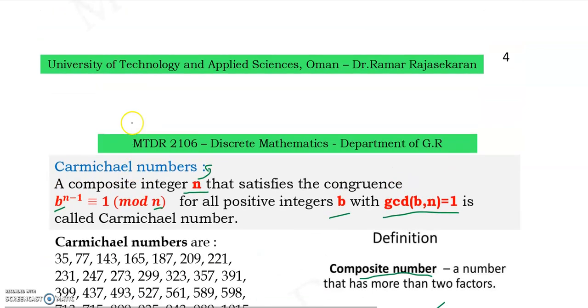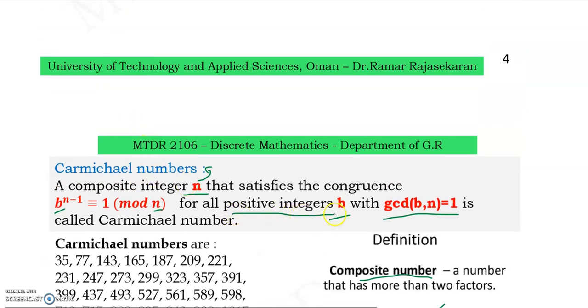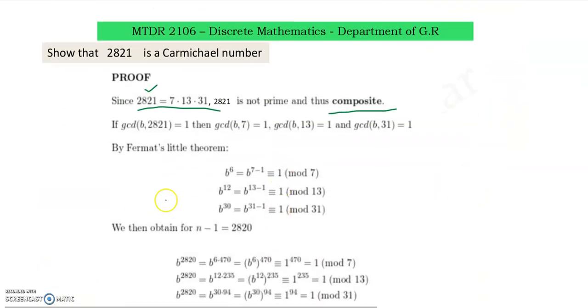Now see here what is given. B is any positive integer. So we assume that the GCD of B, any positive integer, and 2A21 is equal to 1. Then we can say that the GCD of the same number B, actually we don't know which number that is, a positive integer, and 7 is equal to 1. Why? Because this is true.